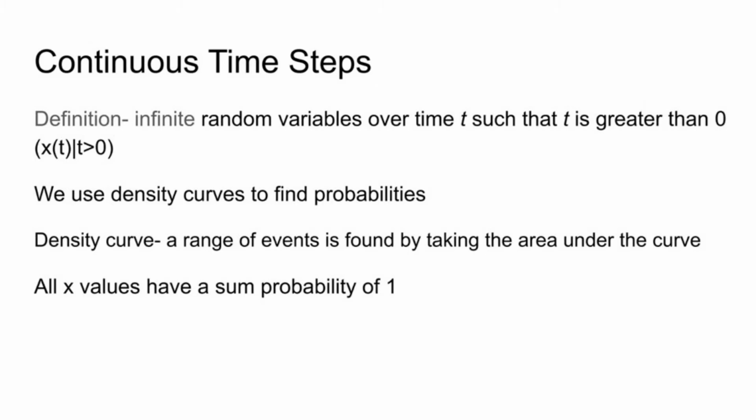We use a density curve to find probabilities, and a density curve is a range of events that is found by taking the area under the curve. Again, all of the X values are going to have a sum probability of 1 because the chance of everything happening is 100%.